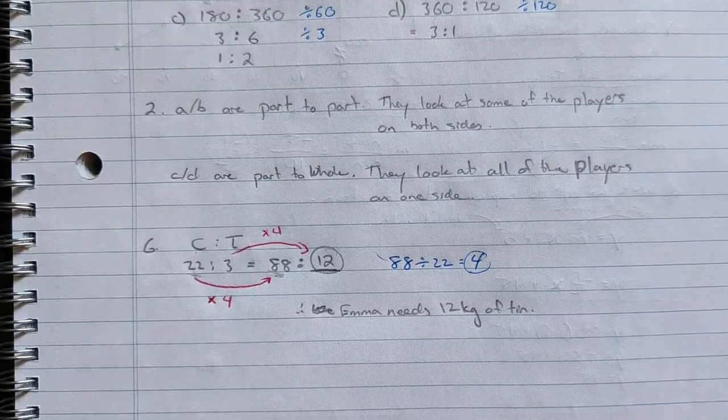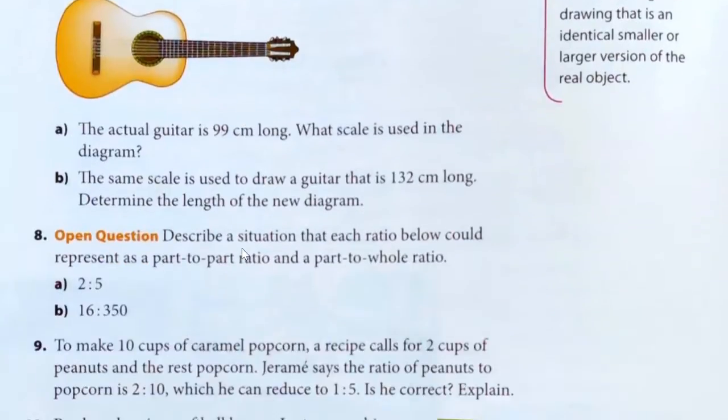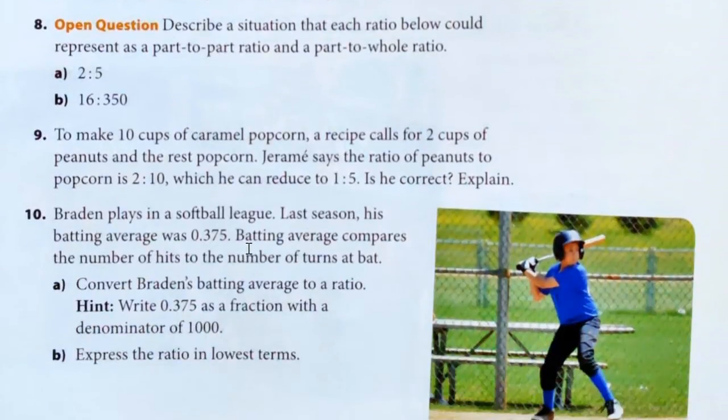I like number 9 there. An explanation type of question. So let's scroll down to number 9. In number 9, it says, to make 10 cups of caramel popcorn, a recipe calls for 2 cups of peanuts and the rest popcorn. Jeremy says the ratio of peanuts to popcorn is 2 to 10, which he can reduce to 1 to 5. Is he correct? So let's look at this. We want 10 total cups of popcorn.